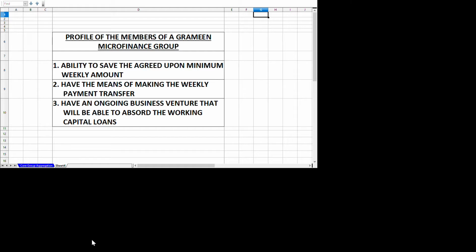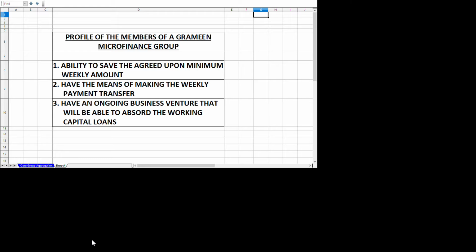Number two, the members should have the means of making the weekly payment transfer. So if the group is in the community, you will be going to the meetings. If we are using distance payment, we'll use the e-money payment platforms.